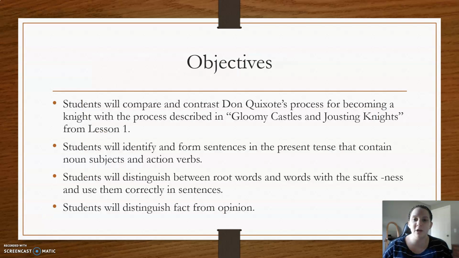Our objectives are to compare and contrast Don Quixote's process for becoming a knight with the process described in Gloomy Castles and Jousting Knights from Lesson 1. Identify and form sentences in the present tense that contain noun subjects and action verbs. We're also going to distinguish between root words and words with the suffix -ness and use them correctly, and distinguish between fact and opinion.